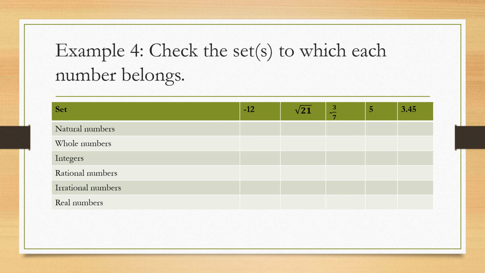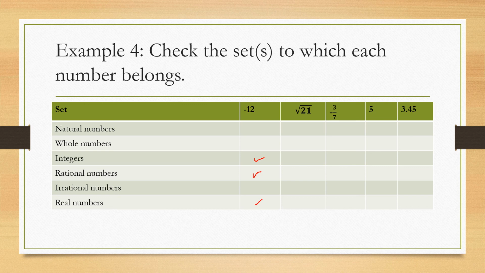Alright. Okay, here, example 4. Check the set or sets to which each number belongs. For example, negative 12. Where does negative 12 belong? Negative 12 is under the integers, the rational numbers, and of course, the real numbers.